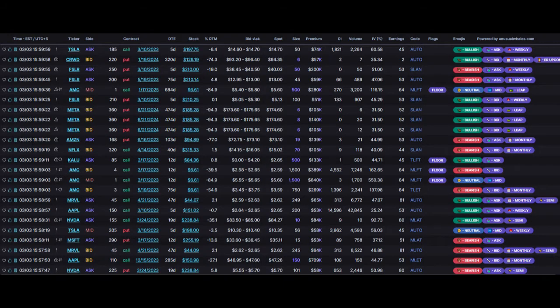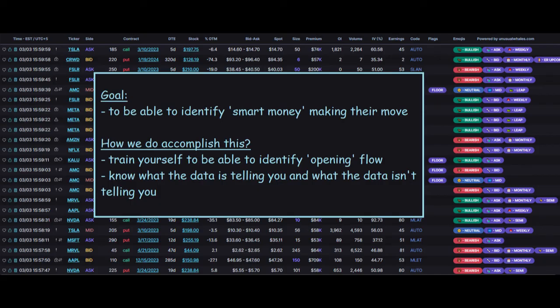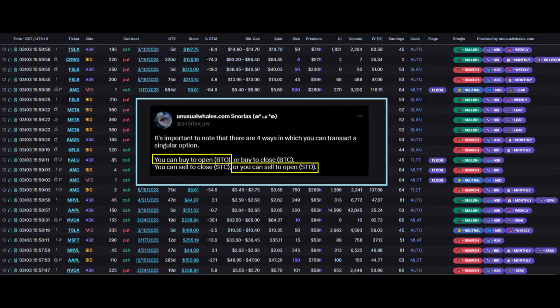Let's ask ourselves a simple question. What is it we're trying to do by poring over options flow data? We're trying to identify when smart money is making a move. Generally speaking, we're trying to follow smart money into trades, but being able to identify when smart money is closing a long or a short may also be important to know. Let's just talk about trying to follow them into trades.